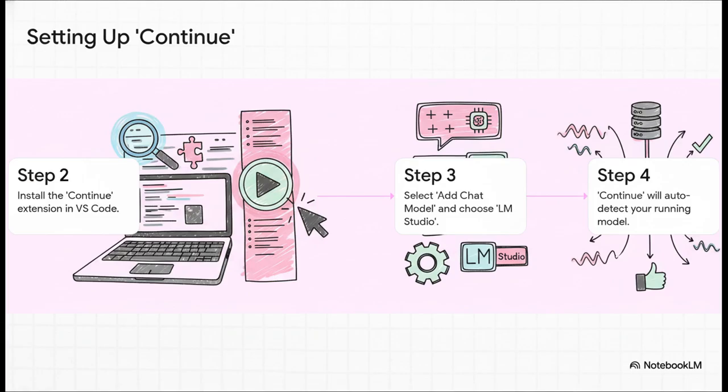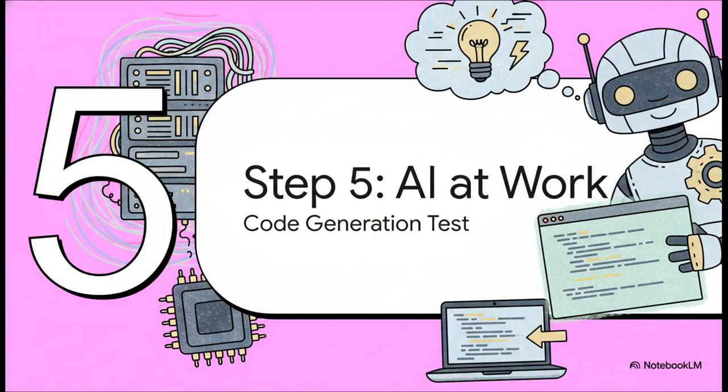You'll see a new little icon show up in your sidebar. Click that, tell it you want to add a new chat model, and then just pick LM Studio from the big list. And here's the best part. Because our server is already up and running, Continue literally finds it on its own. It's automatic. No messing around with config files or any of that nonsense. It just works.